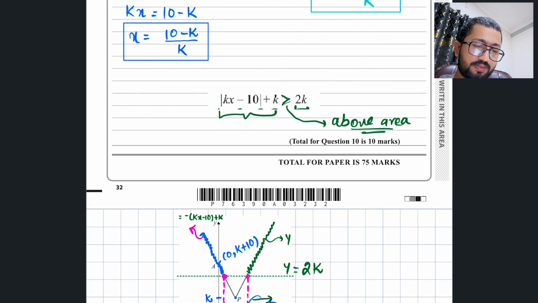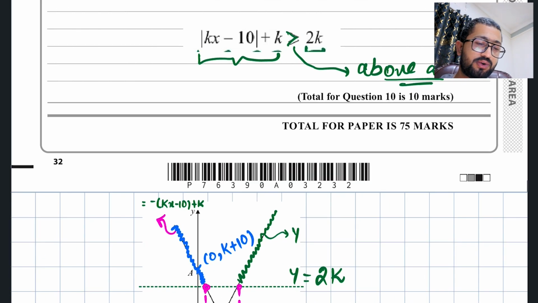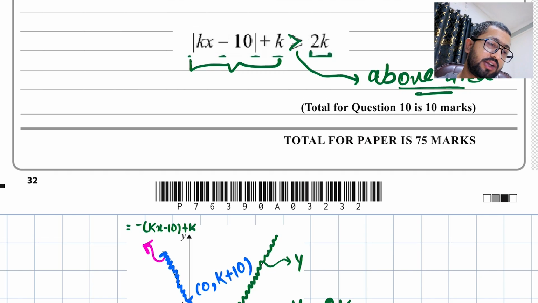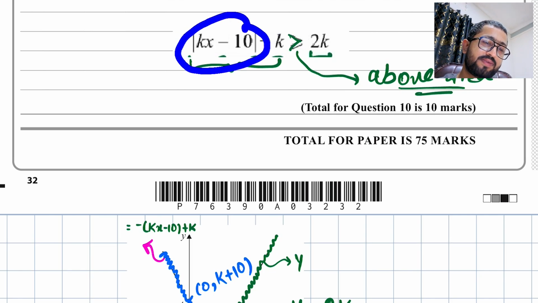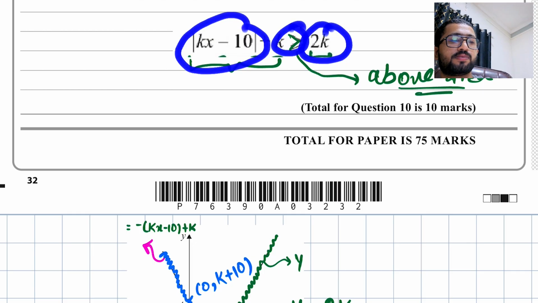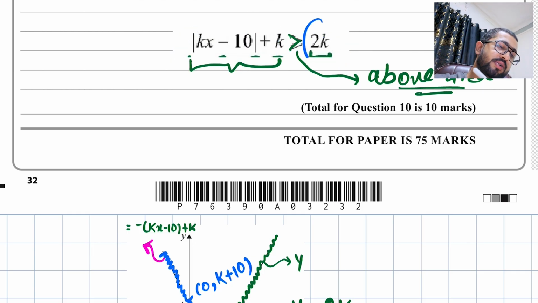I know that, but be careful. I always told you, don't worry about that, don't hesitate about that. What I need to do is very straightforward actually. Your modulus function is above your 2k graph.